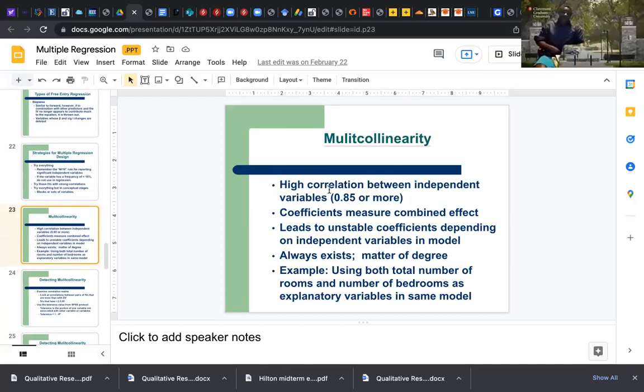When two variables are measuring almost the same thing, with no difference, that is multicollinearity. The combined effect leads to unstable coefficients in the model. It always exists; it's a matter of degree. For example, using both the total number of rooms and the number of bedrooms as explanatory variables in the same model. When two variables are measuring almost the same thing, you have multicollinearity. It is indicated by a high correlation between independent variables, 0.80 or more.